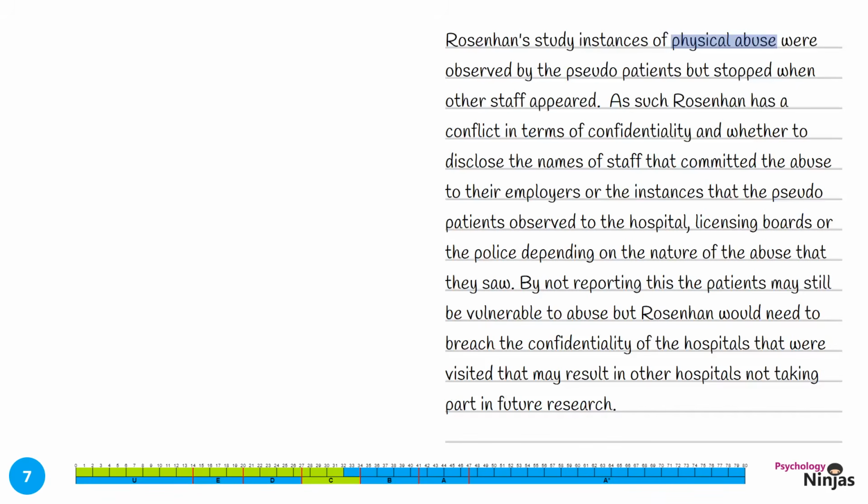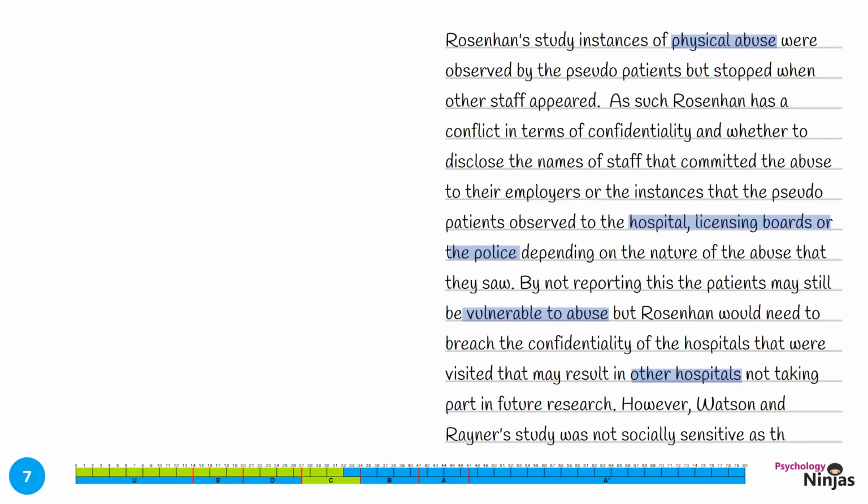We've used our knowledge to show both who Rosenhan might disclose to and the implications on both sides of the debate, that patients remain vulnerable to abuse if Rosenhan doesn't disclose and breach confidentiality, but that other hospitals might not take part in research if he does. It's now time to develop our discussion in relation to Watson and Rayner's research.